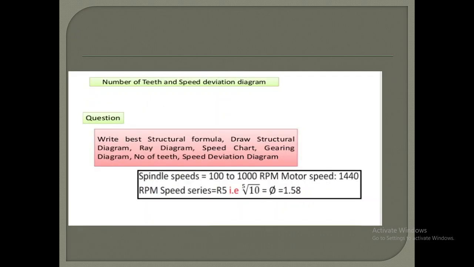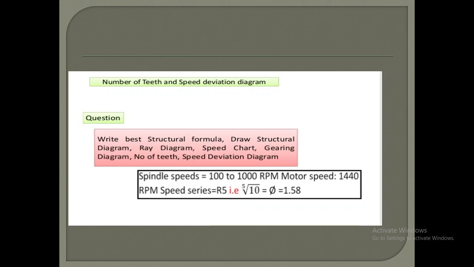Very simple. Then the next part is that we want to calculate the number of teeth and the speed deviation diagram. First we want to write the best structural formula or find the best structure diagram. Then again we want to draw the structural diagram, ray diagram, speed diagram, and gearing diagram. Up to that we have seen, but how to find the number of teeth and the speed deviation diagram, we'll see one by one.